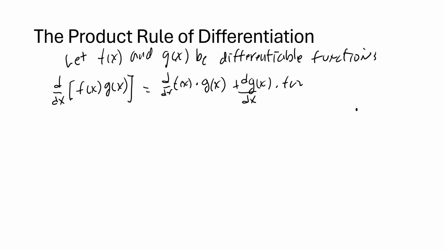times f of x. So we just say this in words: the derivative of the product of g of x times f of x is equal to the derivative of f of x times g of x plus the derivative of g of x times f of x. So there's the definition of how to do the product rule with differentiation. Now I'm doing an example.